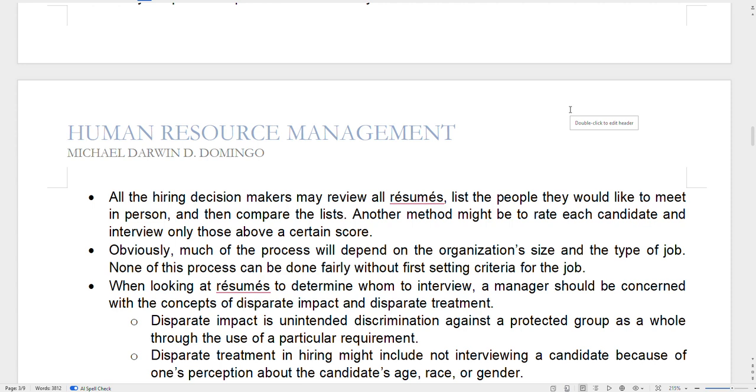None of this process can be done fairly without setting first the criteria for the job. Hindi talaga pwede. You have to set it first. Okay?